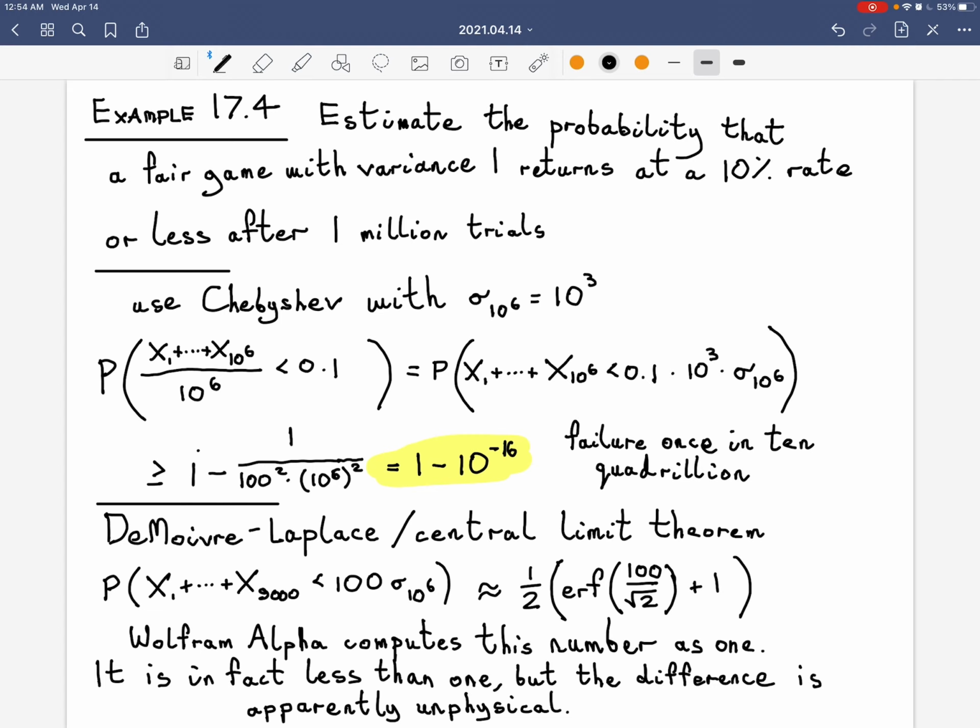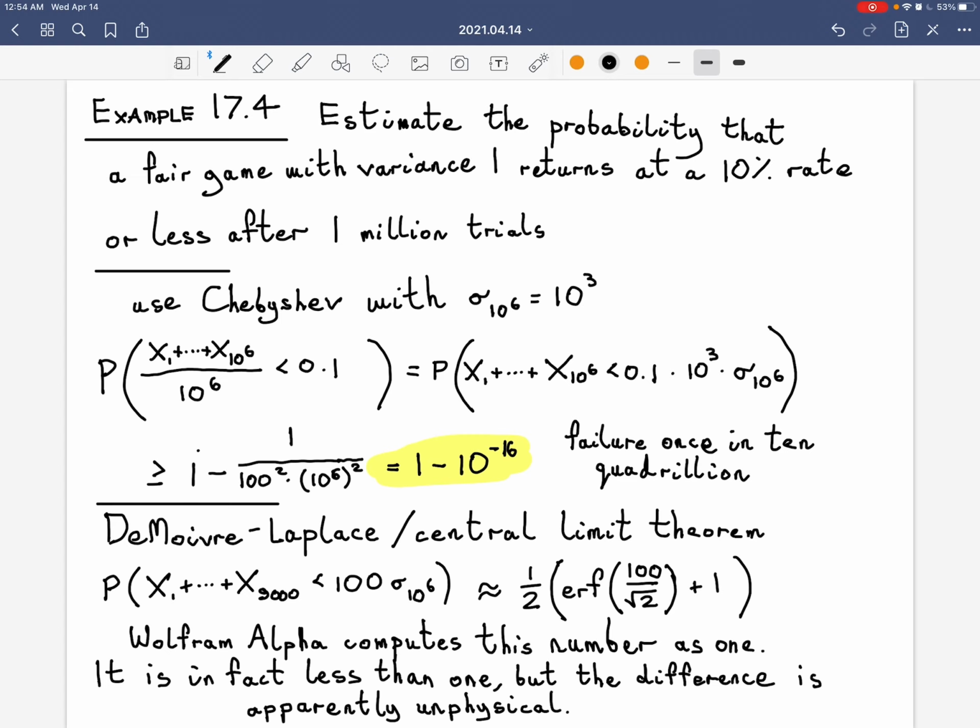And so what are we asked about? We're asked about the probability that a fair game with variance 1 returns at a 10% rate or less after a million trials. So we're asking how implausible is it to make 10% on coin flips. So we want to do the appropriate balancing for Chebychev's inequality.